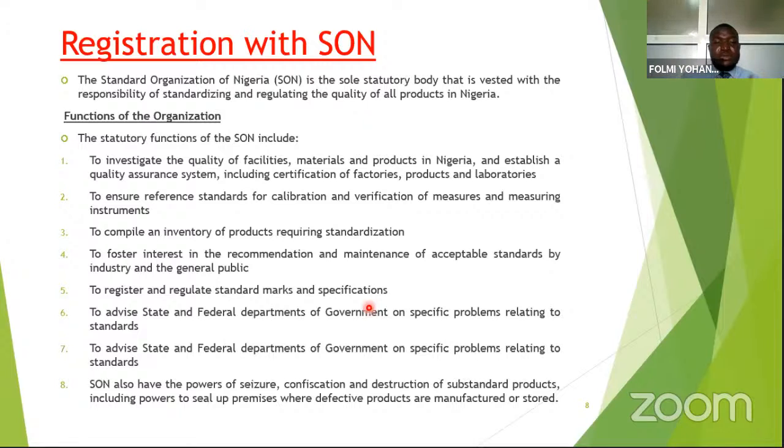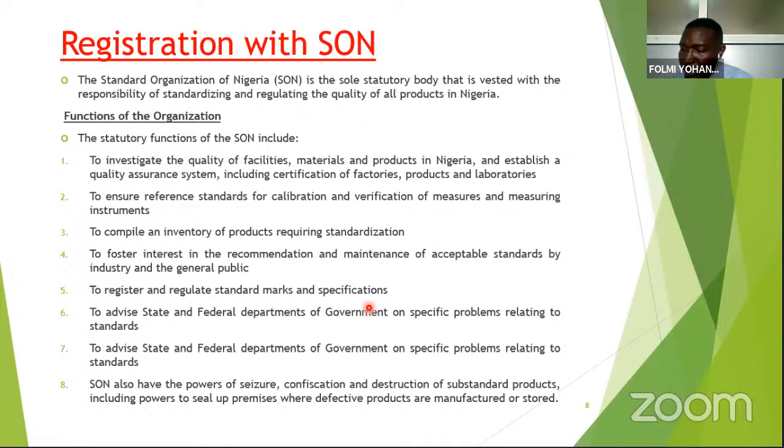So what are some of the functions? We have them here: to investigate the quality of facilities, materials, and products in Nigeria; to establish a quality assurance system to ensure reference standards for calibration and verification of measures; to compile an inventory of products requiring standardization, and to foster interest. As I said, not all products are included, because those products that fall under the purview of NAFDAC, you cannot take to the Standard Organization of Nigeria to certify. So they have their inventory. For the purpose of this class, if we were to look at the inventory of products to be certified, we would not leave this class anytime soon.